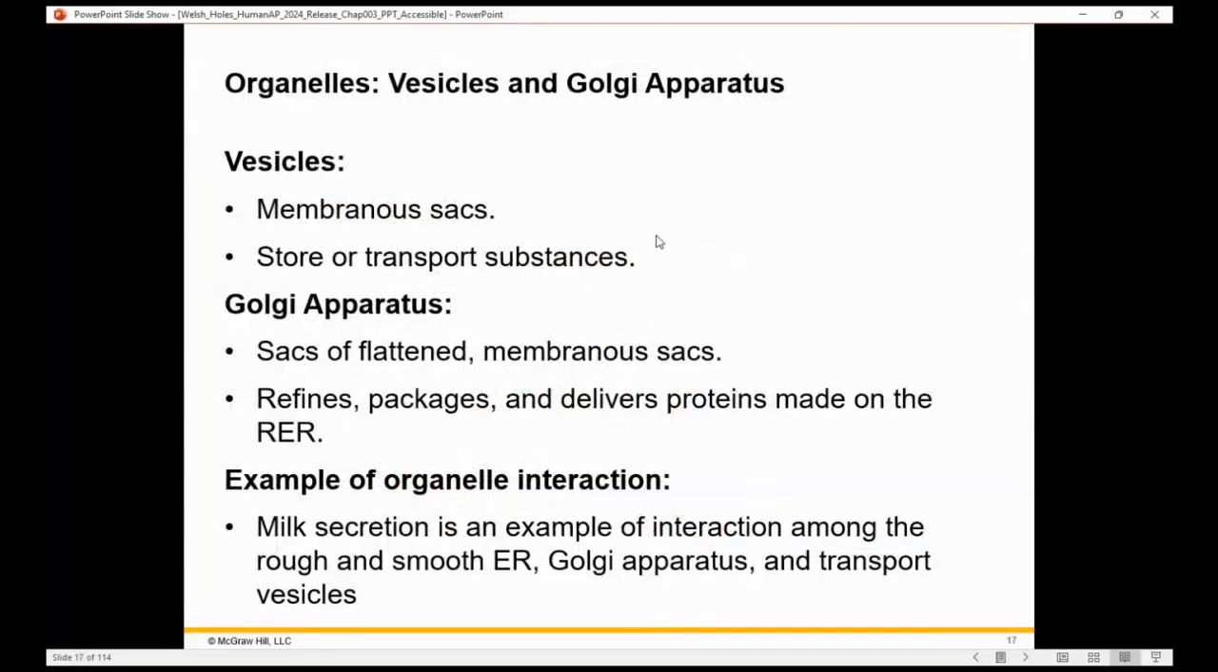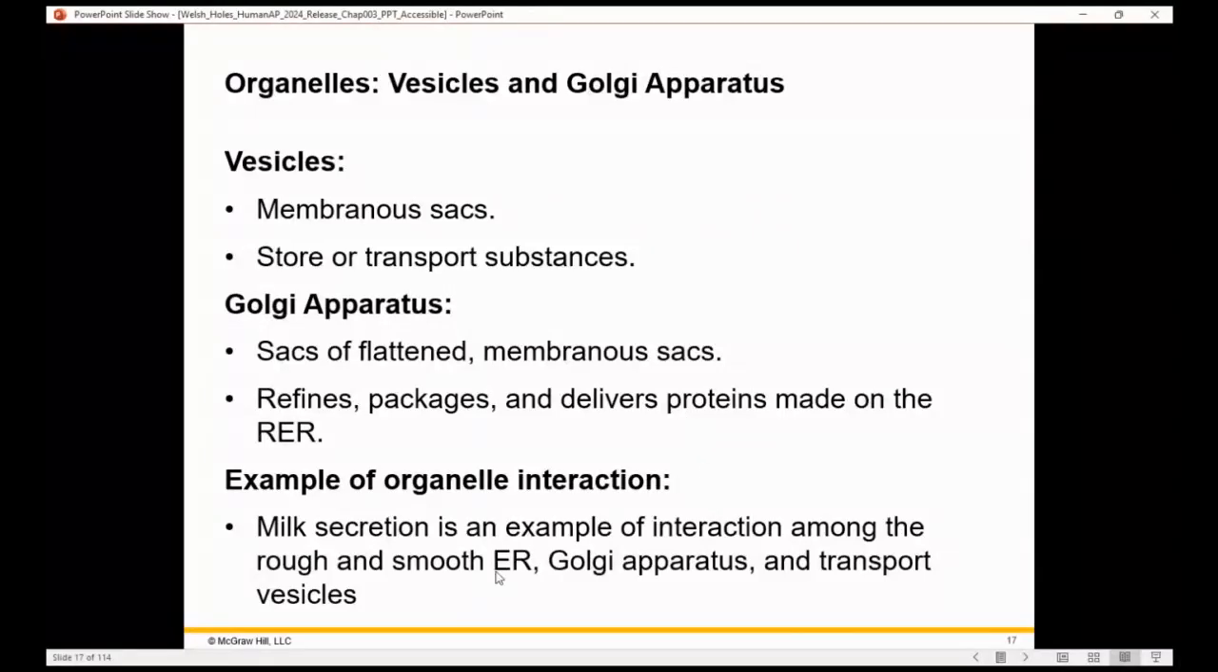Okay, vesicles. These are membranous sacs that float around in the cytosol, and they store and transport substances. Very important. The Golgi apparatus. These are flattened membranous sacs, usually outside of where the endoplasmic reticulum is. The Golgi apparatus refines, packages, and delivers proteins that were made on the rough endoplasmic reticulum.